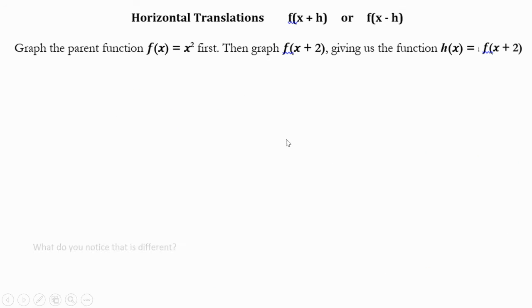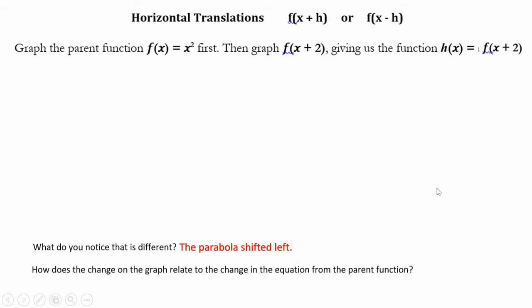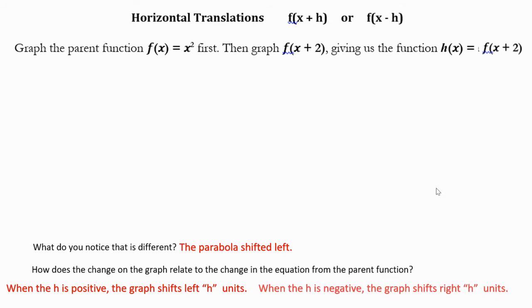Now, let's answer the questions. Make sure we got this down. So what do you notice is different? It shifted to the left. And then how does the change on the graph relate to the change in the equation of the parent function? It's going to be left 2 units. And so these are the next 2 rules you need to write down. If the h is a negative, it's going to go to the right. And if h is a positive, it's going to go to the left. And you might make a little note on there that inside the parentheses, it does the opposite.